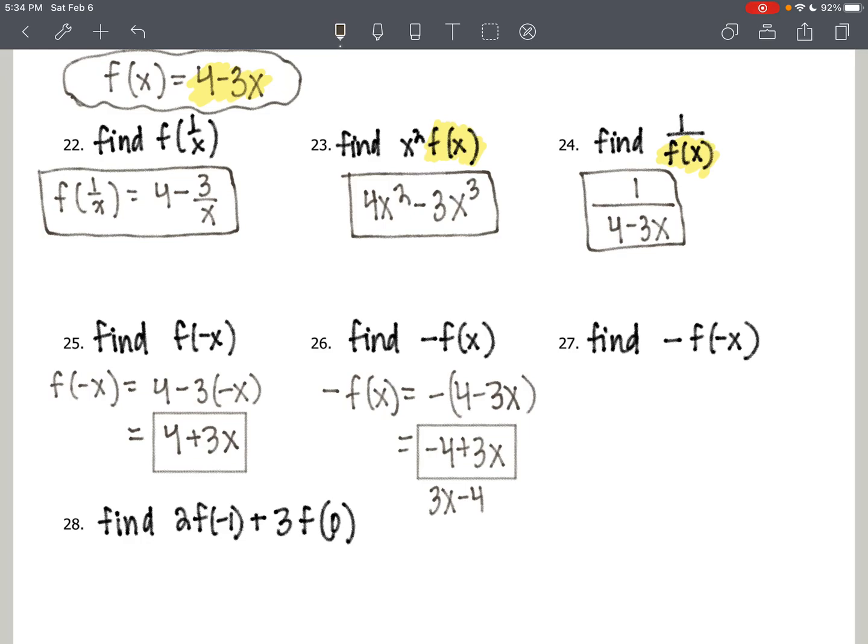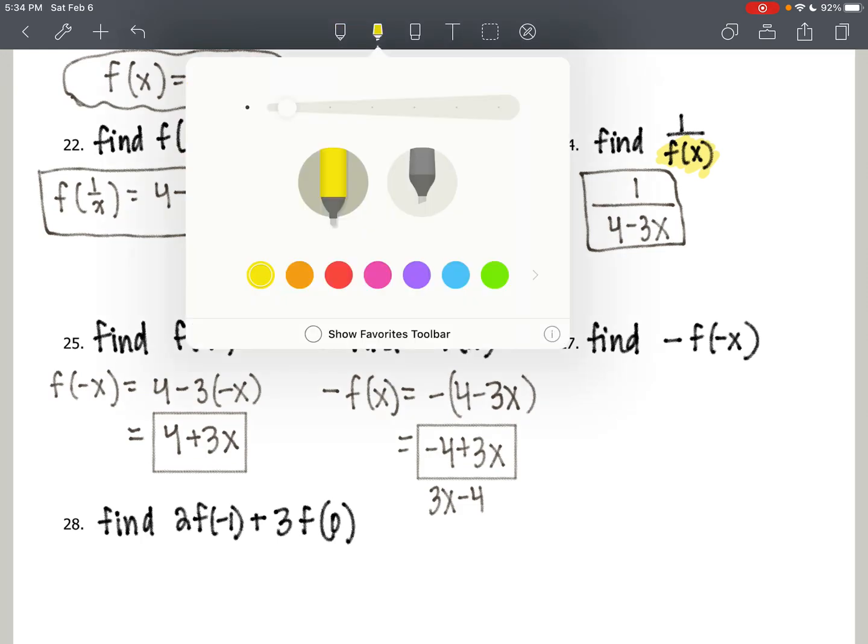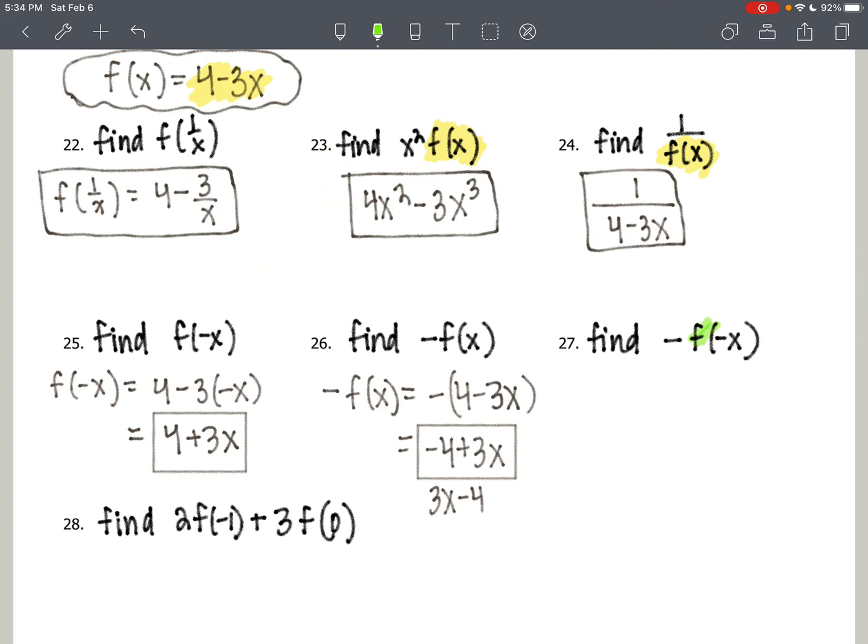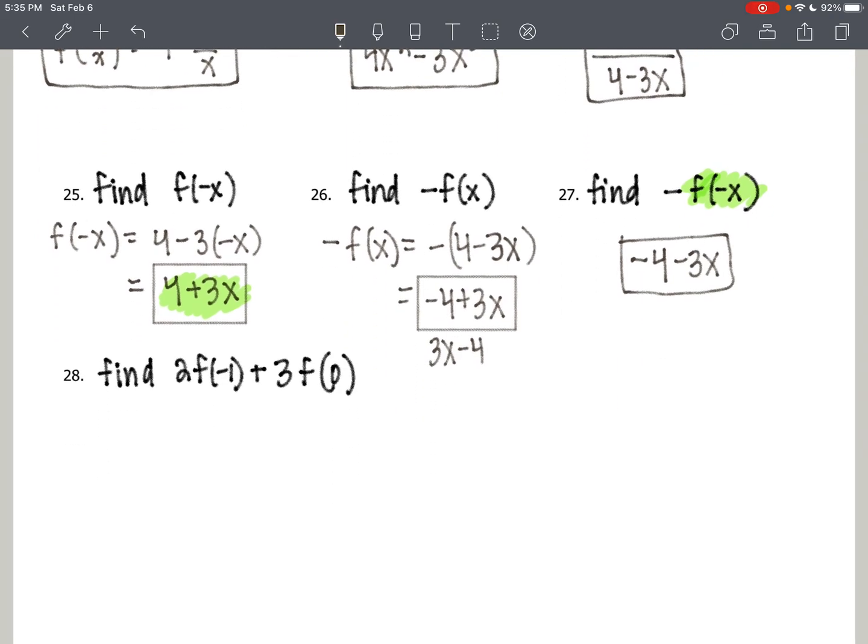And then find the opposite of f of negative x. Well, the beautiful thing here is that we already know f of negative x is 4 plus 3x because we already worked that out. So we're going to take the opposite of that, and the opposite of that is going to be negative 4 minus 3x. Okay. And 28 will tell us if you've really got it with the numerical values.